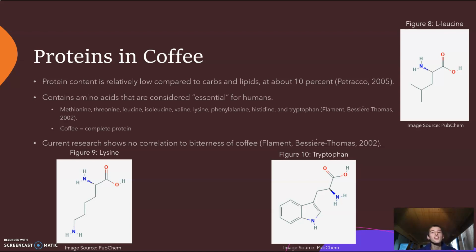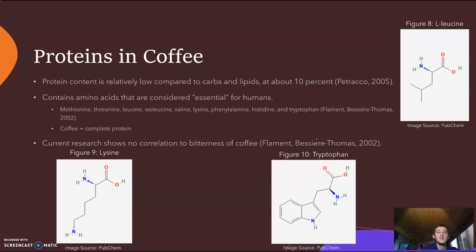A few examples are threonine, isoleucine, phenylalanine, tryptophan, histidine. Those are all essential amino acids. So we can consider coffee a complete protein because it has all 9 of those essential amino acids. So that's really cool. There is some research that has been done to see whether protein content and bitterness have a connection, and they don't. There's really no contribution to bitterness from proteins.